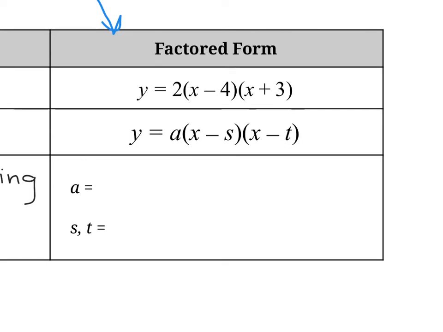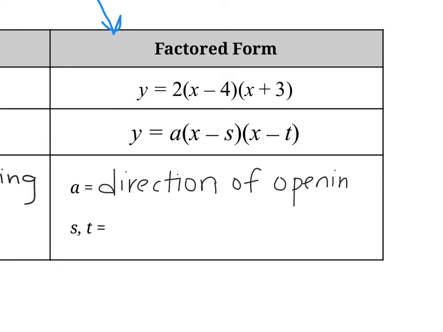From a quadratic equation in factored form, there are again two key pieces of information that we can take away from factored form. Again, we still see the same letter a at the front of our equation, and just like in standard form, the a value tells you the direction of opening. So that's going to tell you if your parabola opens upwards or downwards. If your a value is positive, the parabola opens upwards. If the a value is negative, the parabola will open downwards.